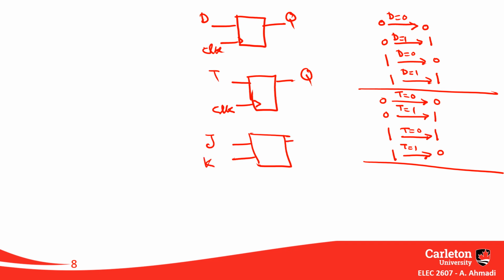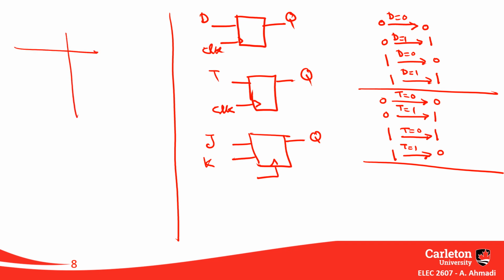JK flip-flop. This is output Q and clock. To remind myself what I had on JK flip-flop again, I just do the table again. So Q n plus 1 means next state, and current state Q. JK: 0 0, 0 1, 1 0, 1 1.